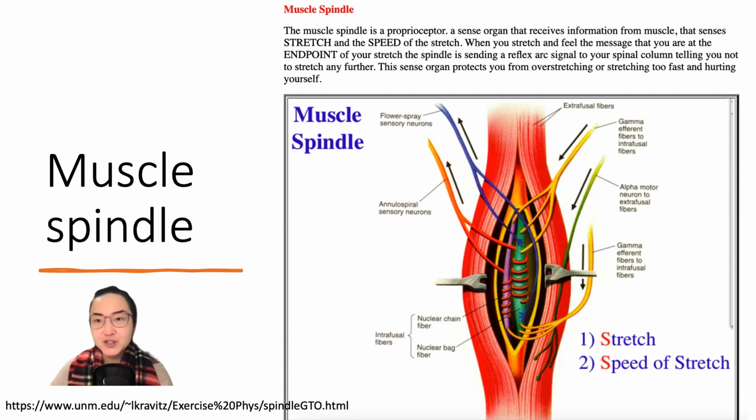Here you can see the picture: gamma efferent fibers to intrafusal fibers, alpha motor neuron to extrafusal fibers, and then gamma efferent fibers to intrafusal fibers.